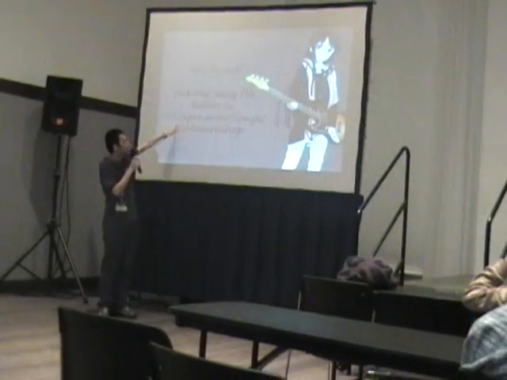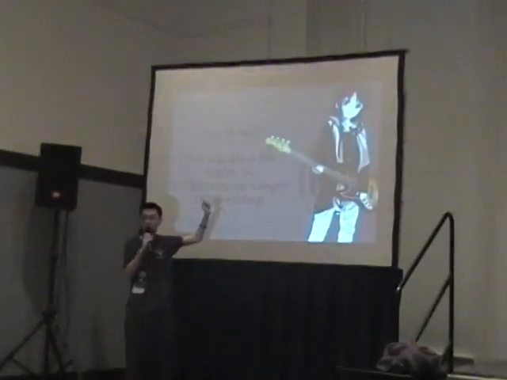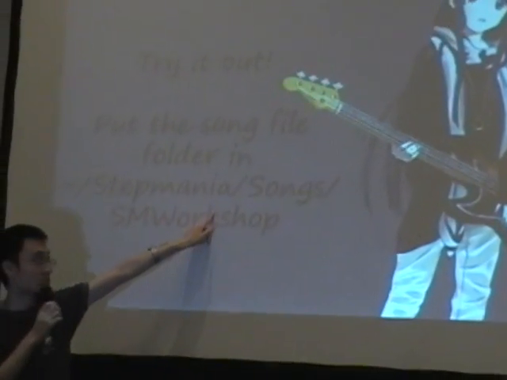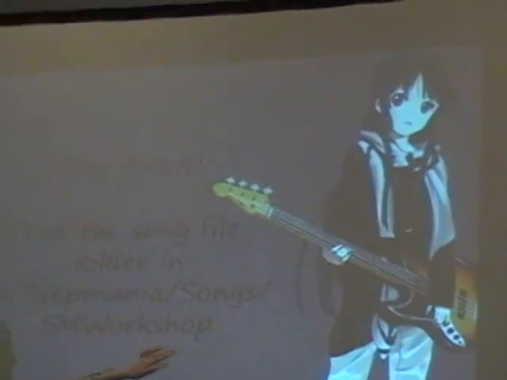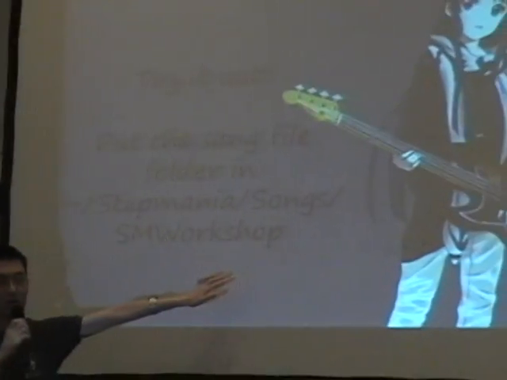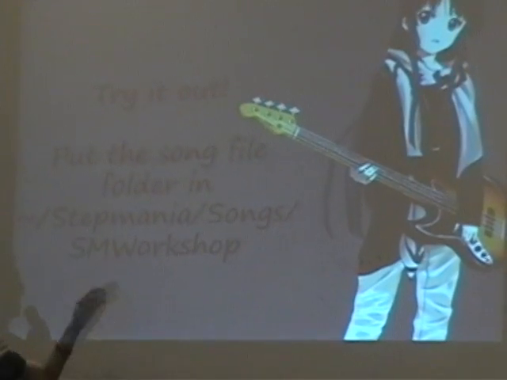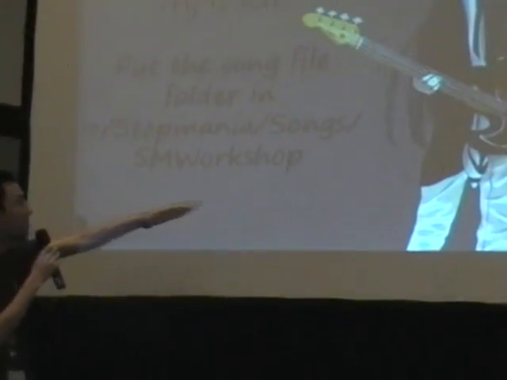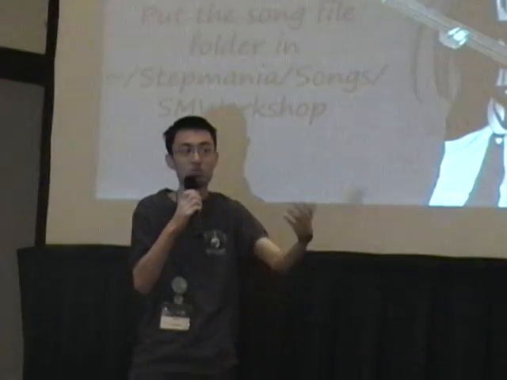So you find what directory you have Stepmania installed in. You find the songs folder, and then you have to make another folder for certain packs, so it knows how to separate packs. For example, if you wanted to name a folder SM Workshop, then in the SM Workshop folder, you would put your actual song folder. Okay? Cool. I'm trying to go as fast as possible, so let's keep on going.